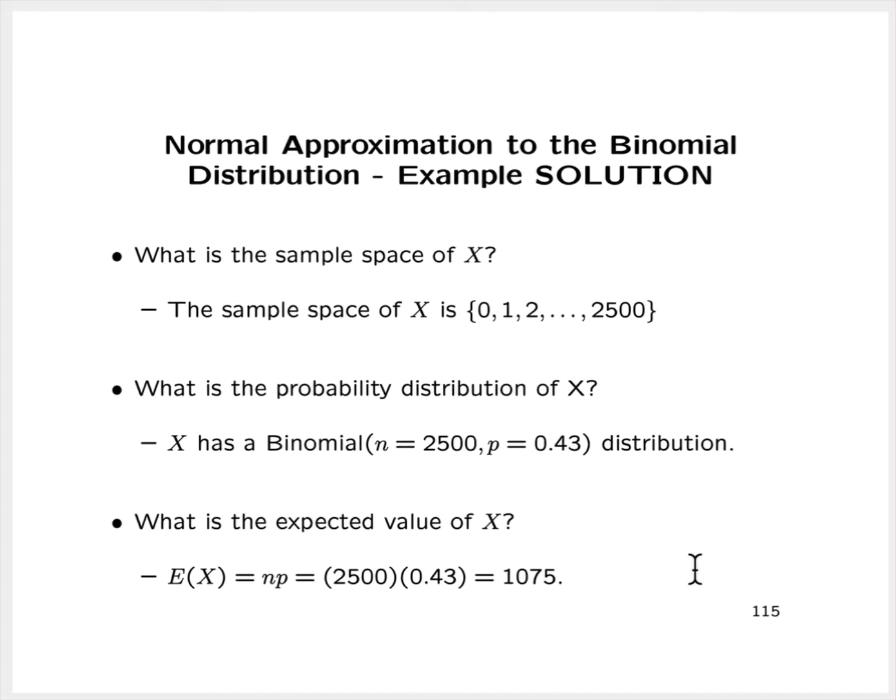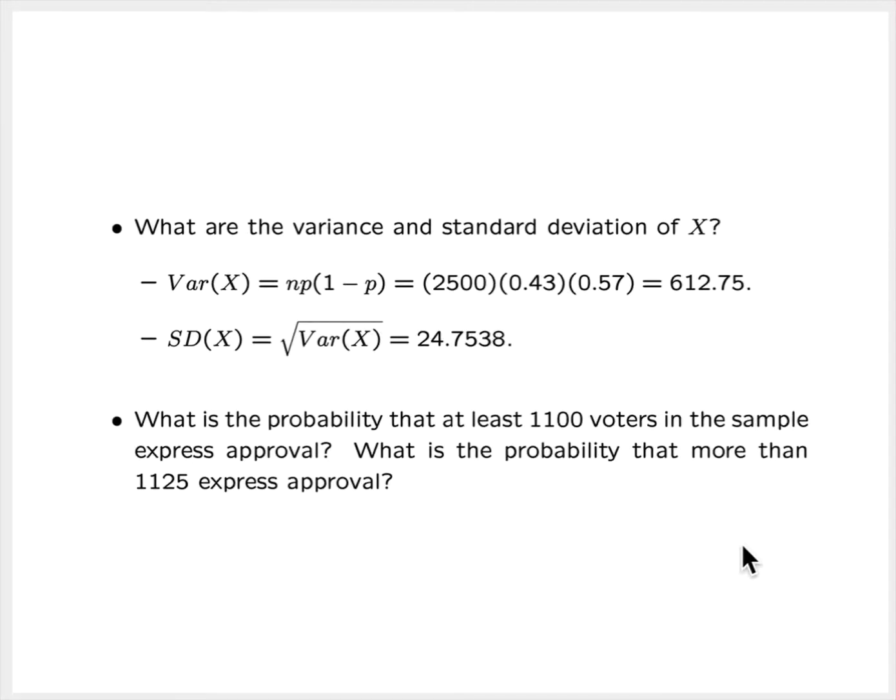What is the expected value of X? In other words, what is the mean of the distribution of X? Well, it's n times p, or 1,075. What are the variance and standard deviation of X? Well, the variance is n times p times 1 minus p, and that turns out to be 612.75. The square root of that is the standard deviation. So to 4 decimal places, that's equal to 24.7538.